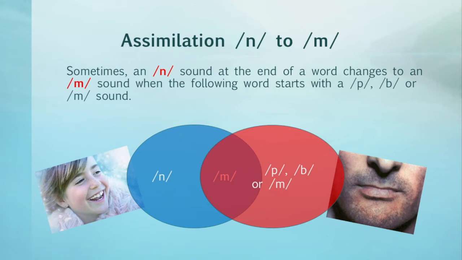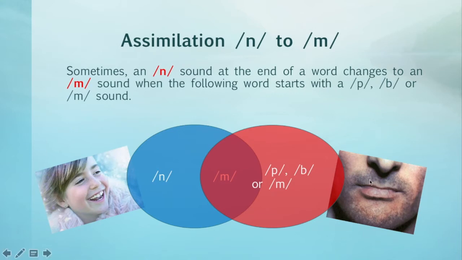Sometimes an N sound at the end of a word changes to an M sound when the following word starts with a P, B, or M sound. This is because the N sound is usually nasal. You make it with your nose, and with your lips open a little bit, like this little girl on the left. But the sounds p, b, and m are all made with your lips pressed together, like this man down here on the right.